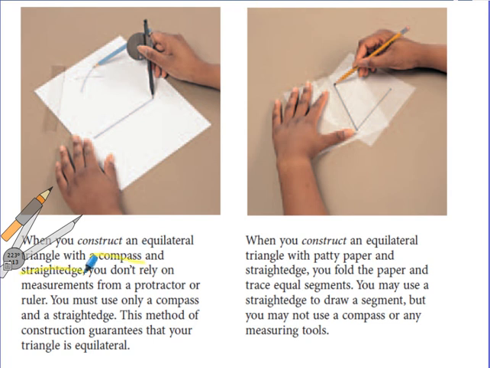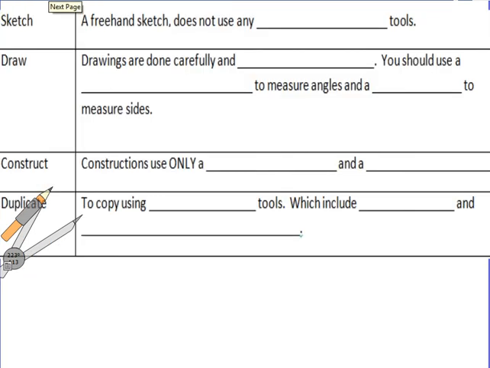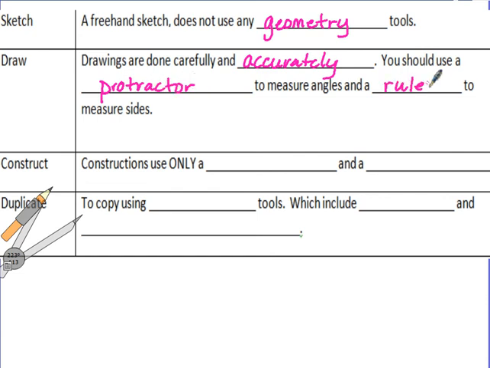You can have very accurate drawings. You could also use patty paper and a mirror, since that's what we've done. So to clarify that, a sketch is a freehand sketch. It does not use any geometry tools. Drawings are done carefully and accurately. You should use a protractor for your angles and a ruler to measure sides. When you're doing constructions, you're only using a compass and a straight edge.